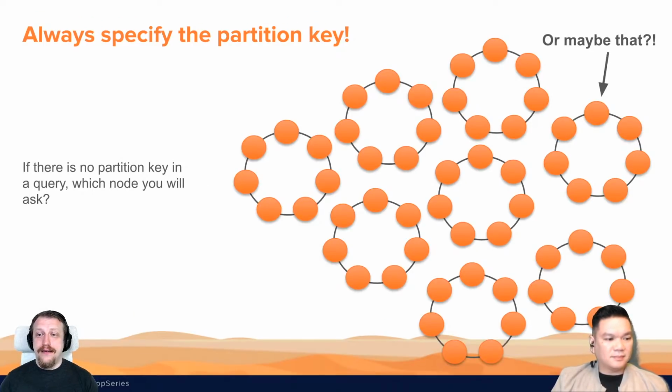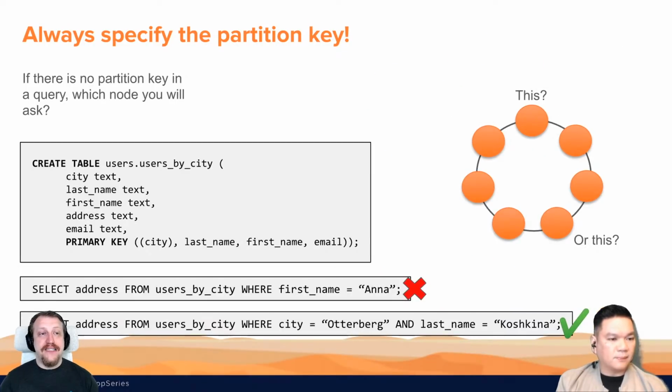But the point is, a cluster may look like that. A cluster may be even much bigger, so there can be literally thousands of nodes within your cluster. Which node are you going to ask? You have to ask every one of them, and it will take ages. And you want your Cassandra database to be able to dispatch data within milliseconds, even if you work with dozens of petabytes of data. So we must always specify the partition key.